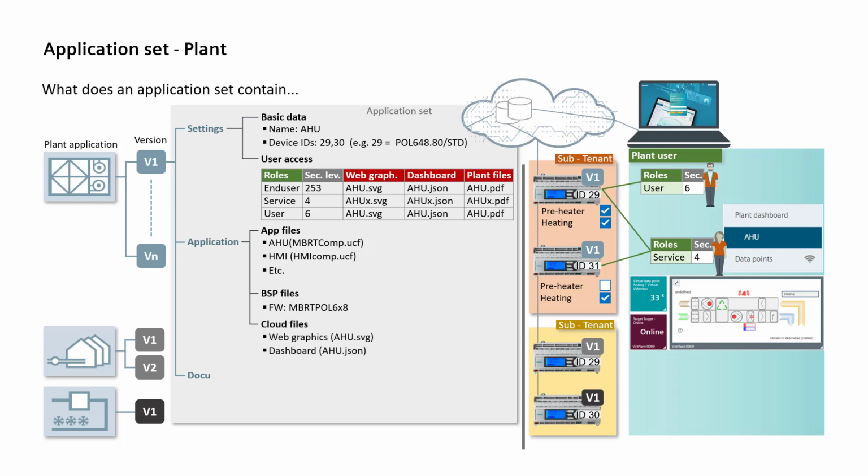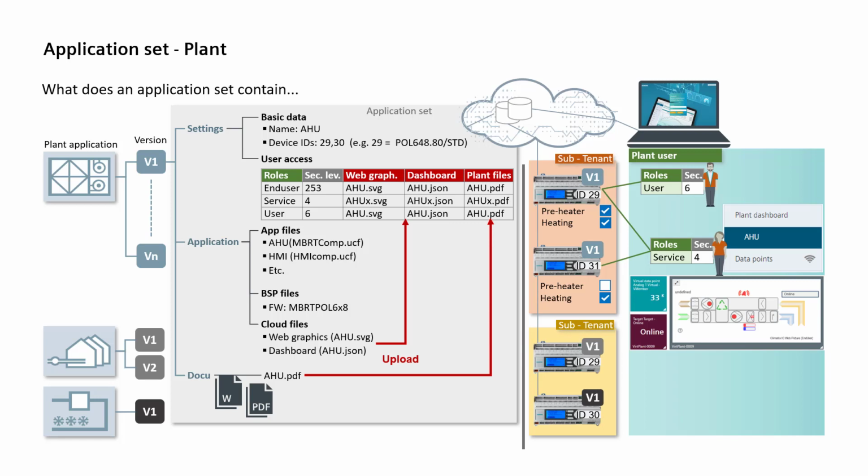These files must first be created in the graphics and dashboard editor. Documentation files can also be provided according to the user roles. All files must be uploaded so that they can be assigned accordingly in the user access table. To perform a plant upgrade with Climatix IC, the following files must first be uploaded to the cloud. As you have seen, the application set contains all the important assets, which can be individually assigned to the plants. Let's take a look at an application set.